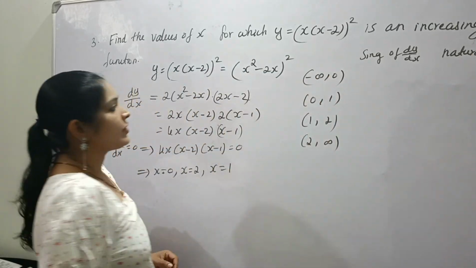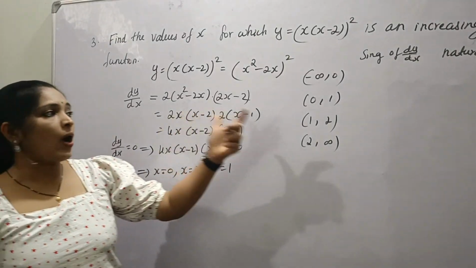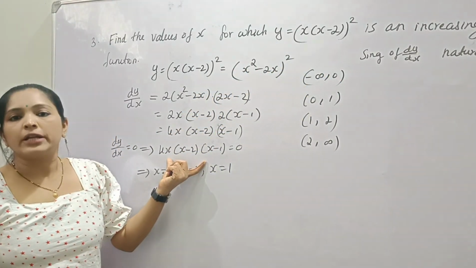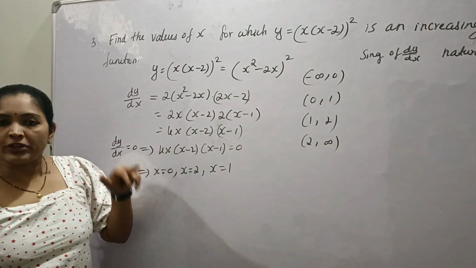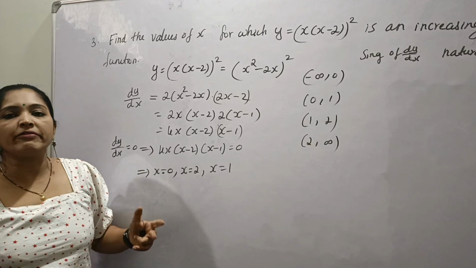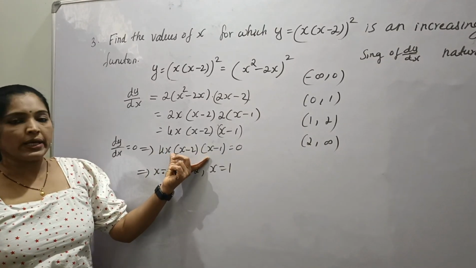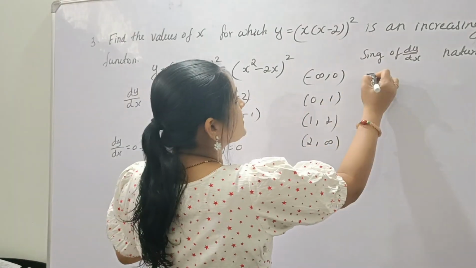Okay. Then first of all, first interval minus infinity to 0. We have to put these values, that is x values, in dy by dx. So here when x belongs to minus infinity to 0, that means all the values of x are negative, right? So when we substitute here, it will be negative, right?